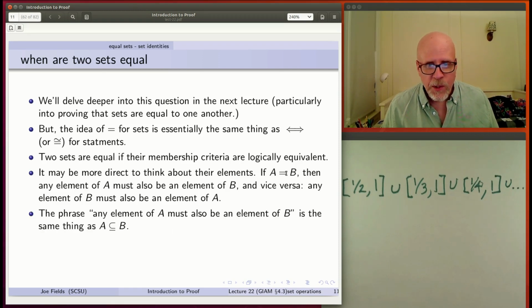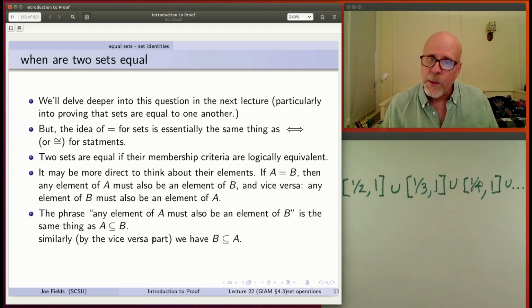But look at this phrase I just used. Any element of A must also be an element of B. That's what it means to be contained in, right? And the vice versa part is containment in the other direction.